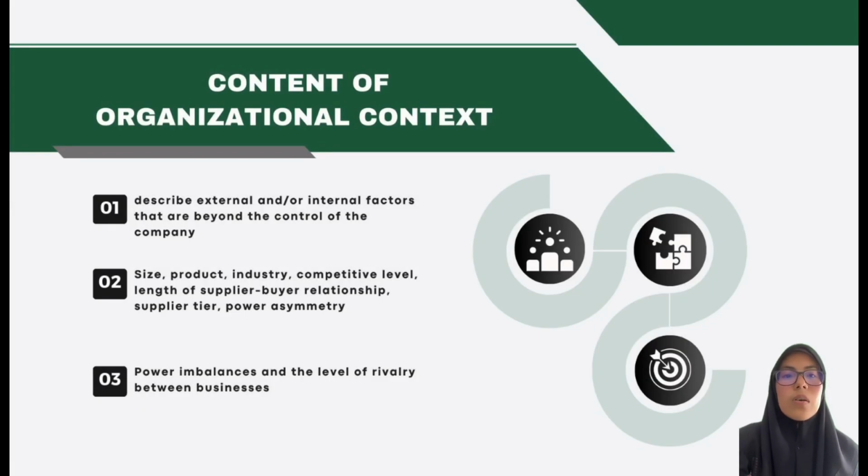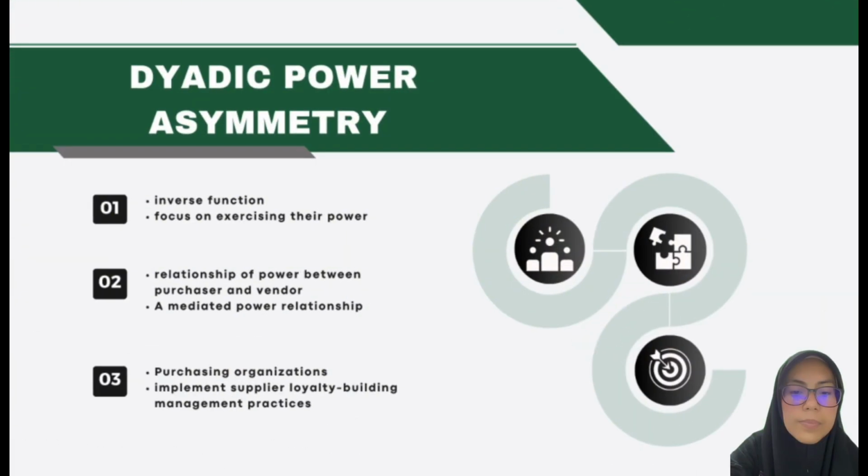Next, the content of the organizational context. The term organizational context is used to describe external or internal factors that are beyond the control of the company. Size, product, industry, competitive level, length of the supplier-buyer relationship, supplier tier, and power asymmetry are all examples of contextual variables. Power imbalance and the level of rivalry between businesses are examined as components of the organizational setting.